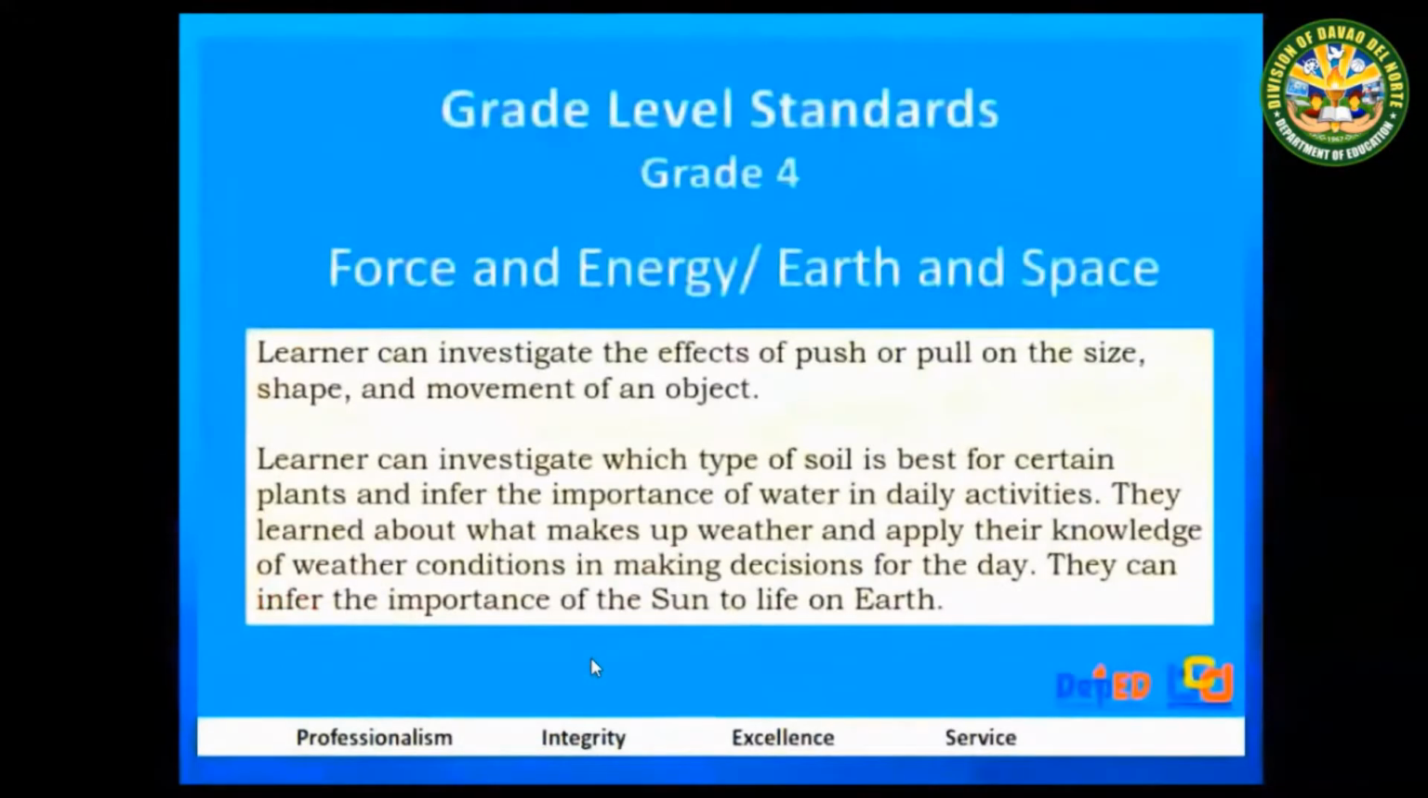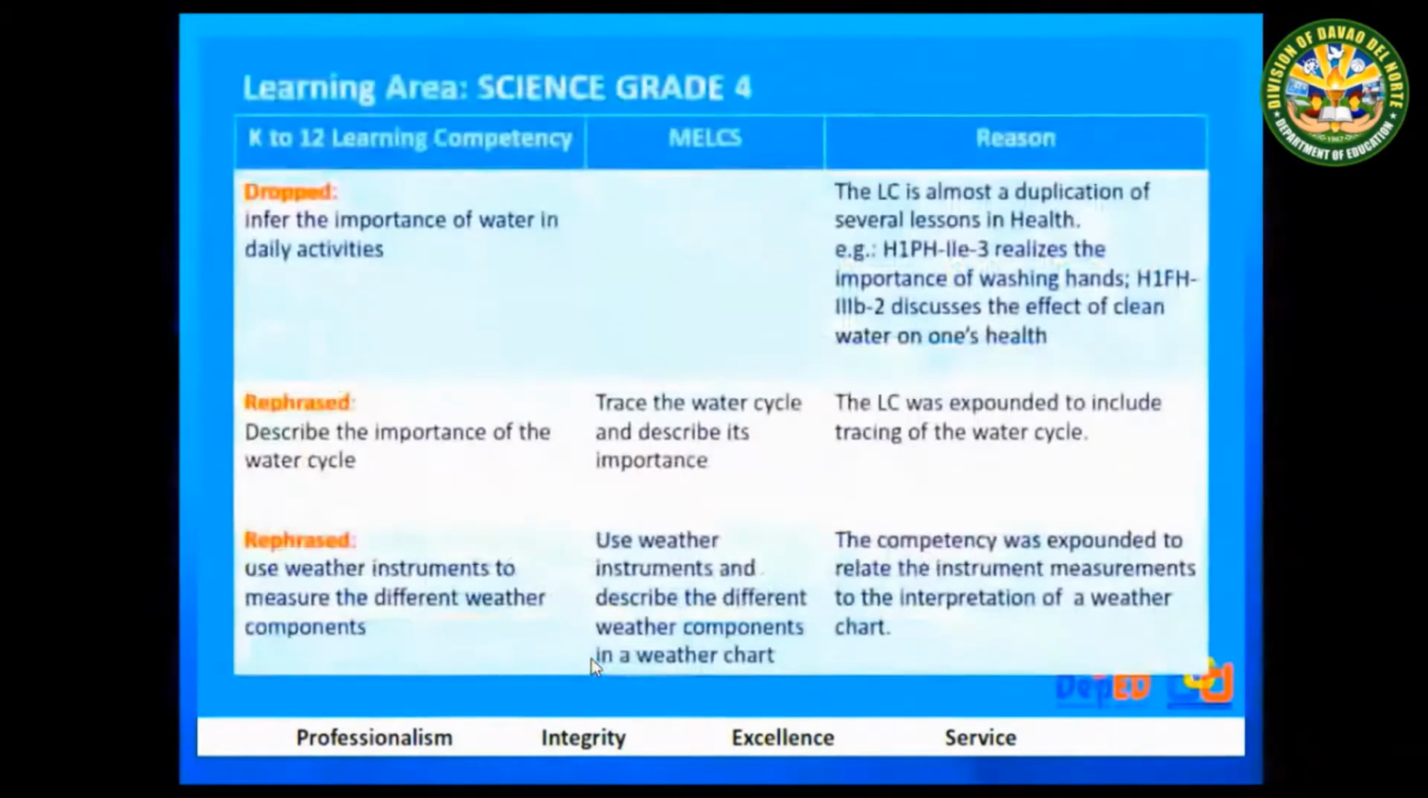Now, let us have a walkthrough of the MELCs. We have here the grade level standards for force and energy, earth and space. In this slide, we see that the first LC was dropped, while 2 LCs were rephrased. The reasons for these changes are reflected in the last column.